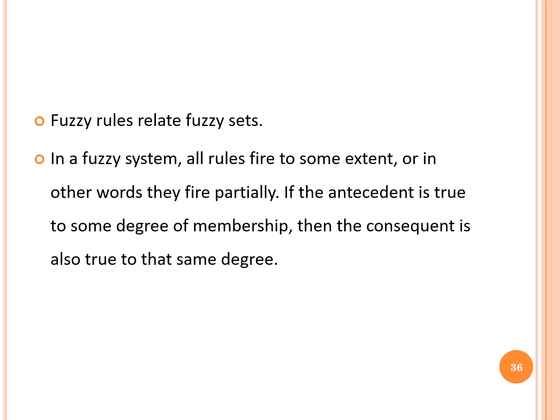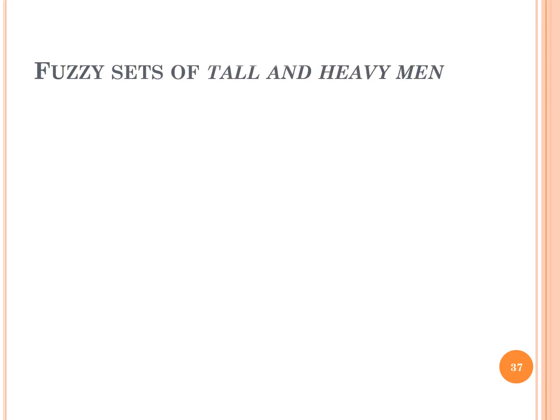In a fuzzy system, all rules fire to some extent. In other words, they fire partially. If the antecedent is true to some degree of membership, then the consequent is also true to some degree. So all of the rules are going to be fired to a certain extent.